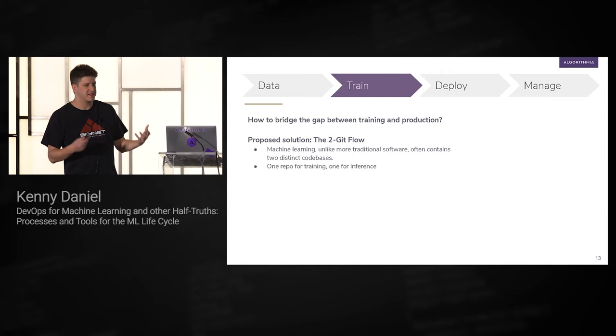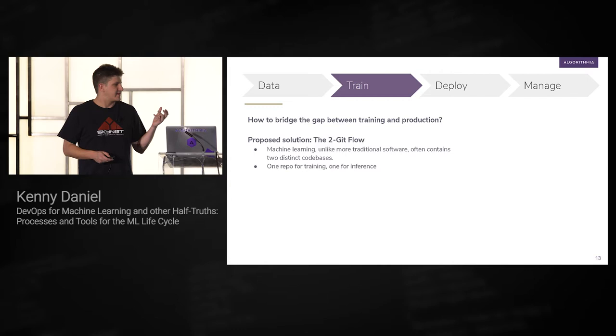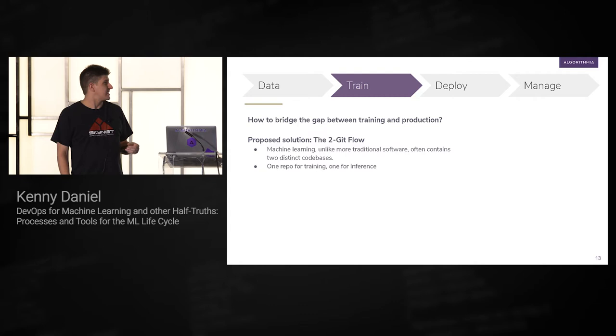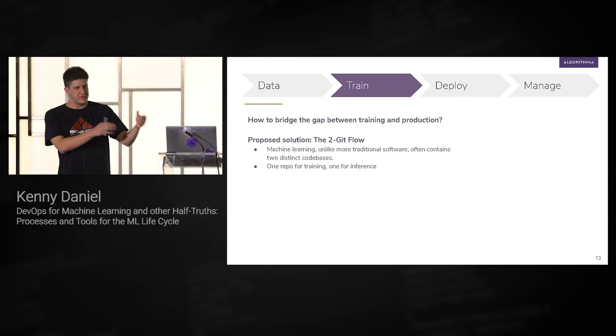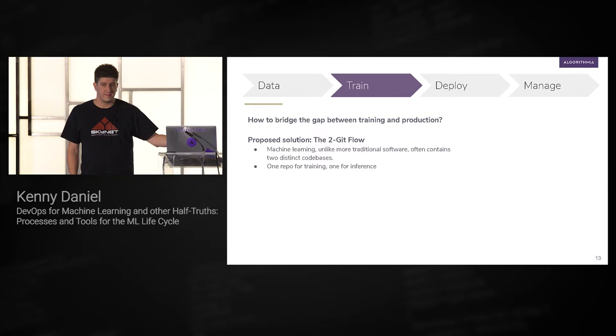So one of the things that we've talked about at Algorithmia a lot is how do you make that flow from training into deployment as seamless as possible, and also address some of those best practice things that I was saying. One thing that I think is a possible best practice is having two Git repos, one for inference and one for training, and being able to track those code bases, because you don't want to just be passing around Jupyter notebooks on your local hard drive or in email in some cases. You want to have a record of these things.